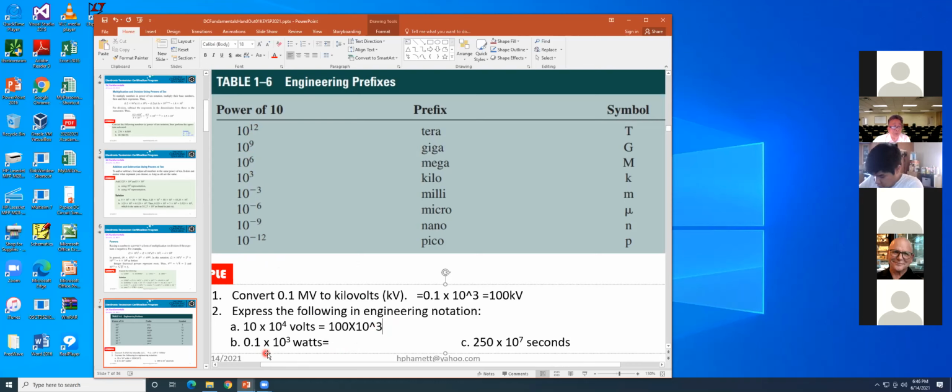So now on 0.1 times 10 to the power of 3, you can see that this is already a power of 3. So it's 0.1 kilowatts. So it would be 0.1 times 10 to the power of 3 watts. Right here, it will be kilowatts, right? Yeah, 0.1 kilowatts.